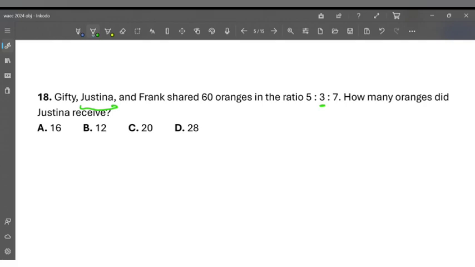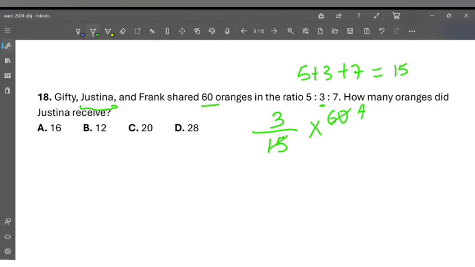So how do you solve ratio? To get her share, all you need to do is take her own ratio, which is 3, all over the total ratio. So I'm going to add 5 plus 3 plus 7. If you add that, 5 plus 3 is 8, 8 plus 7 is 15. So 3 all over 15 times the total number of whatever they are sharing. In this case, what they are sharing is 60 oranges. So times 60. All right. So when you solve this, 15 will go into 60 4 times. So you are left with 3 times 4, which is 12 oranges. So Justina received 12 oranges.